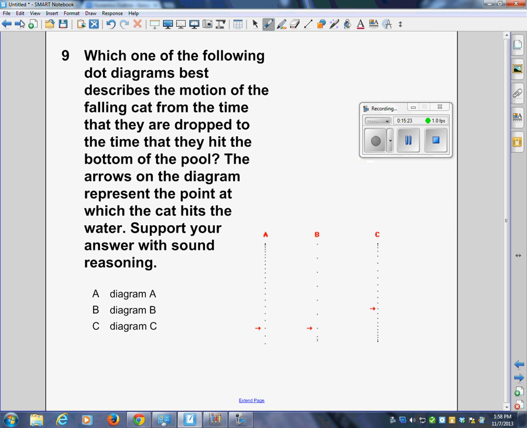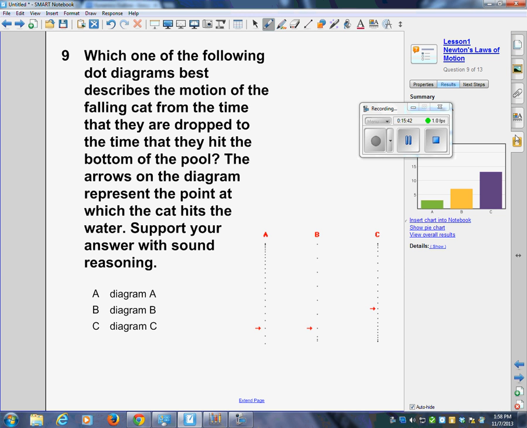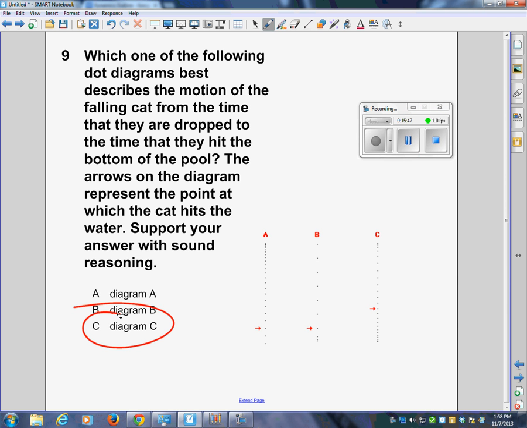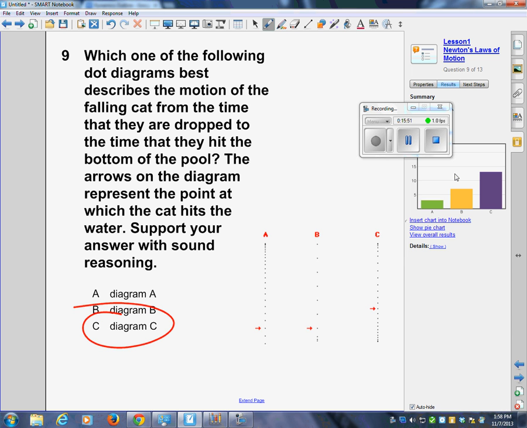Okay, so that might affect your answer here in number 9. Which one of the following dot diagrams best describes the motion of the falling cat from the time that it is dropped to the time that it hits the bottom of the pool? The arrows in the diagram represent the point at which the cat hits the water. Support your answer with sound reasoning. So is it A, is it B, or is it C? C. Really? Oh, sorry, I looked at which one was most popular, but the correct answer is A.